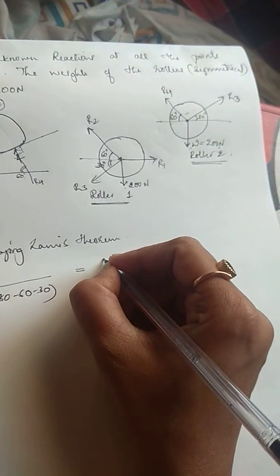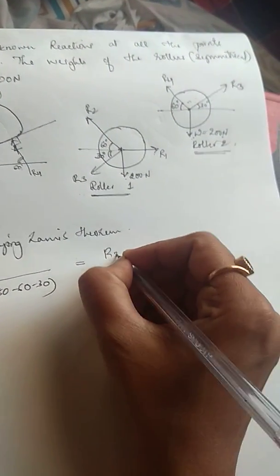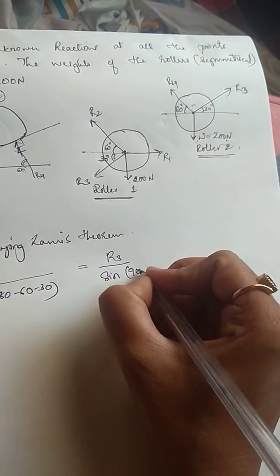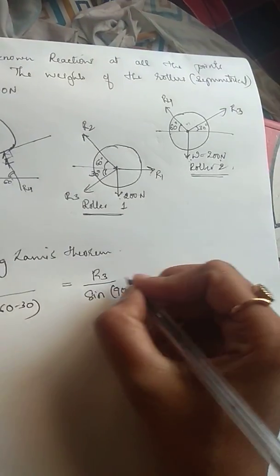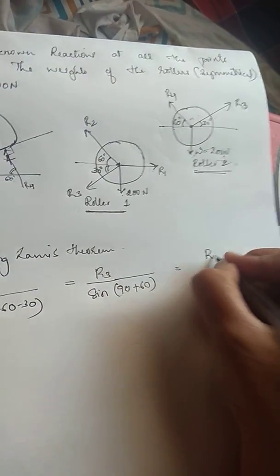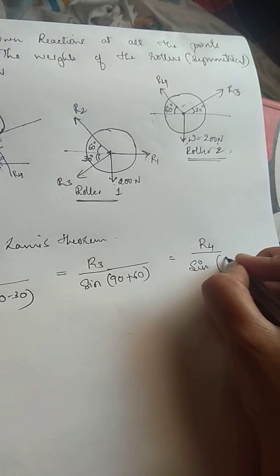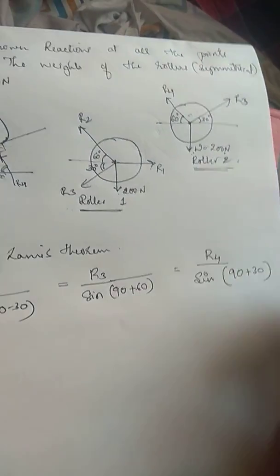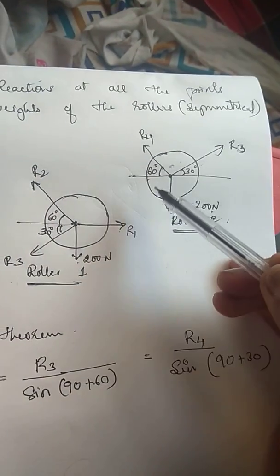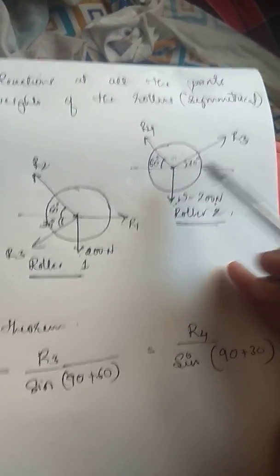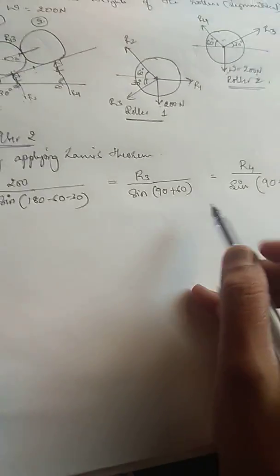okay, the free body diagram is visible now. This is equal to R3 divided by sine of 90 plus 60 and R4 divided by sine of 90 plus 30. So I said R3 divided by sine of 90 plus 60, that is this angle, and R4 divided by this angle. So we've written them in terms of the angles.